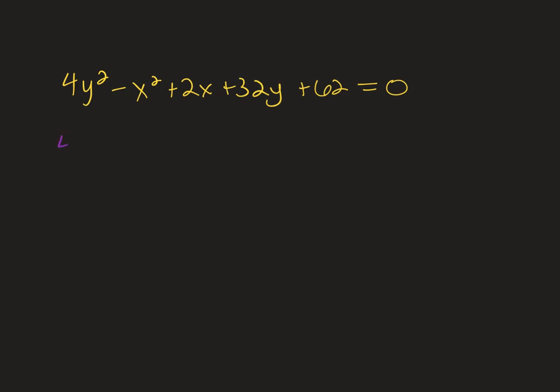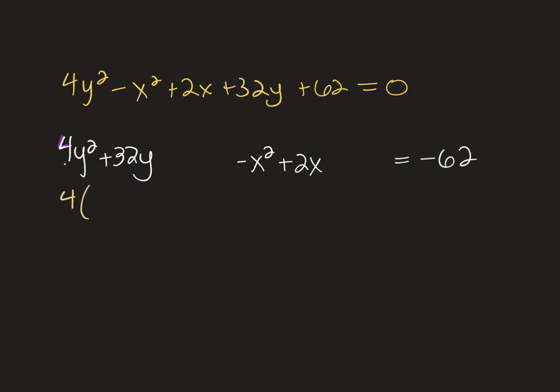And when you group it, it doesn't matter what order you group it the first time, as long as you group your variables together. So I tend to keep the positive first, but it really doesn't matter because we're going to end up having to move this around anyways. So I group the y's, I group the x's, and I bump the constant to the other side. Now I have to take out the 4 on the front of the y squared. And it comes out of the 4 and also the 32. So this becomes y squared plus 8y.